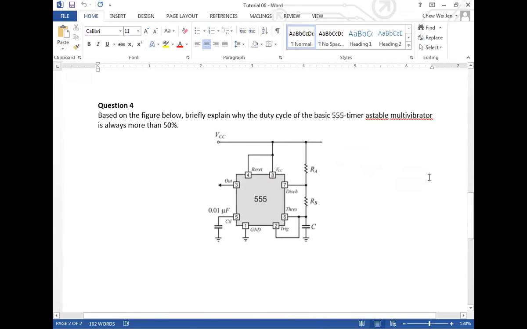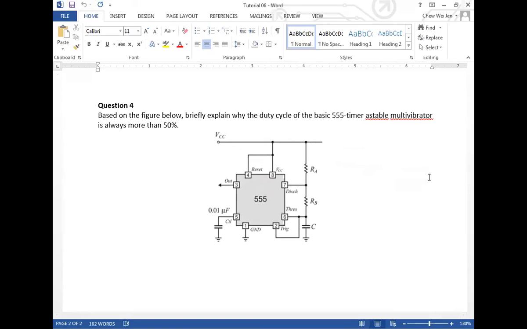Now, based on the figure below, briefly explain why the duty cycle of the basic timer astable multivibrator is always more than 50%. They say in this case, your duty cycle will always be more than 50%. Why? Why can you make that assumption, or why can he make this statement that the duty cycle will always be more than 50%? Based on what?